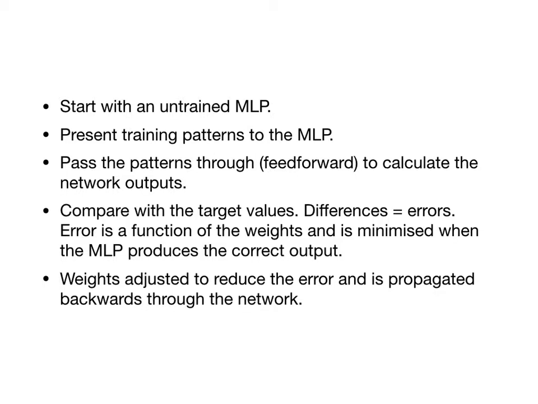That error for the network is some function of the weights, and it's minimized when the multi-layer perceptron produces the correct output, i.e. when the weights are set to the correct values. So each time we show the patterns to the network, we're going to adjust the weights to reduce that error, and we work out the error and propagate that backwards through the network.